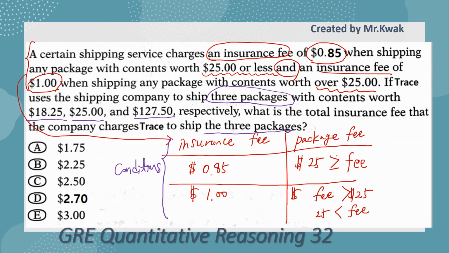And what are the results? The results are the insurance fee on the basis of those 3 package fees. Is that correct? Yes, right. So let's move here and then let's try to calculate the insurance fee. First of all, 18.25.